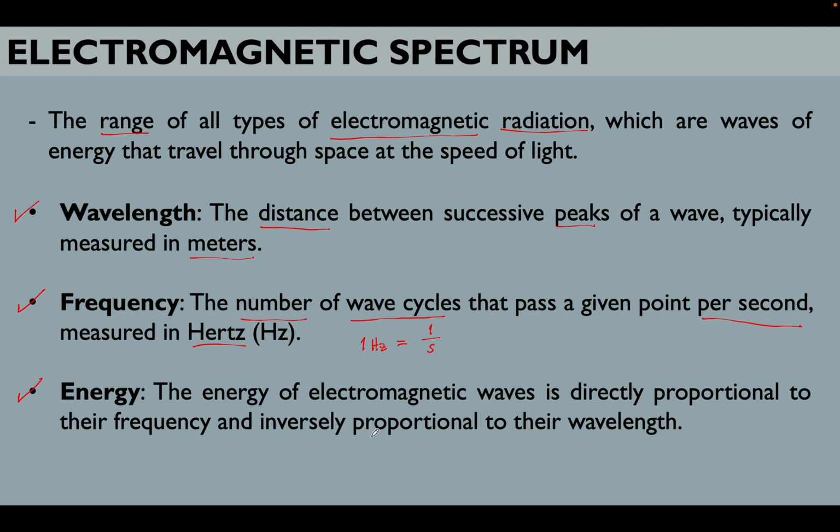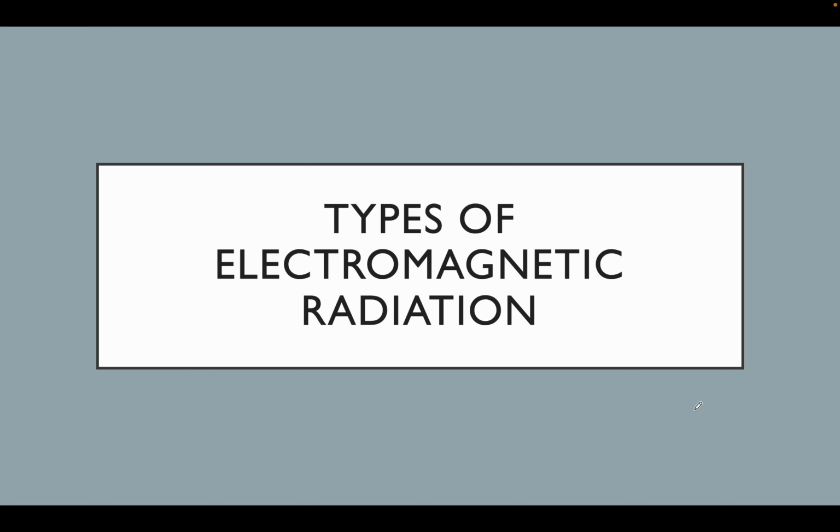So, the energy of the electromagnetic waves is directly proportional to their frequency and inversely proportional to the wavelength. So again, the energy of our electromagnetic waves is directly proportional to the frequency, and it is inversely proportional to their wavelength. So meaning, higher frequency waves have higher energy. Okay. So now, let's talk about the types of electromagnetic radiation.